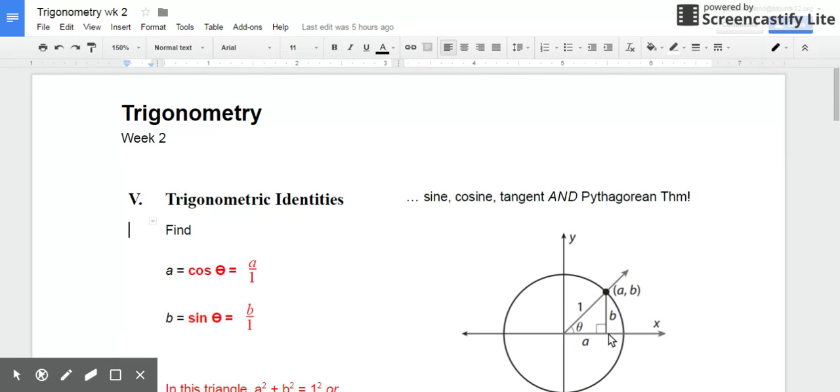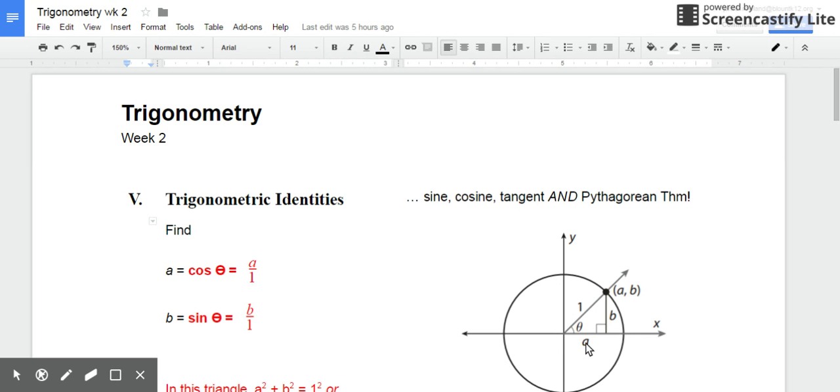This is the unit circle, and most importantly is one of the triangles imposed here on the unit circle. We're going to be finding the value of A and B here on the unit circle. So where angle theta is, what is the value of A? You've got the adjacent side, which is A.